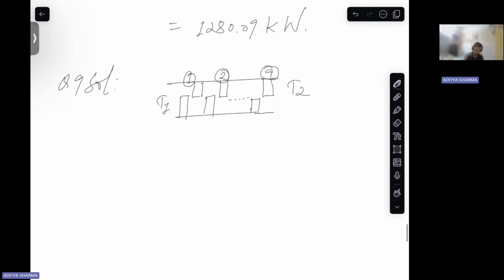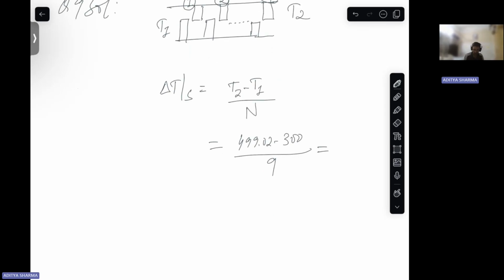We will suppose that in each stage the temperature rise is the same. So we know what is T2 minus T1. For a single stage, we can calculate this by dividing by N. So this is 499.02 minus 300 divided by N. N is 9. If you calculate this, it will come out to be 22.11.